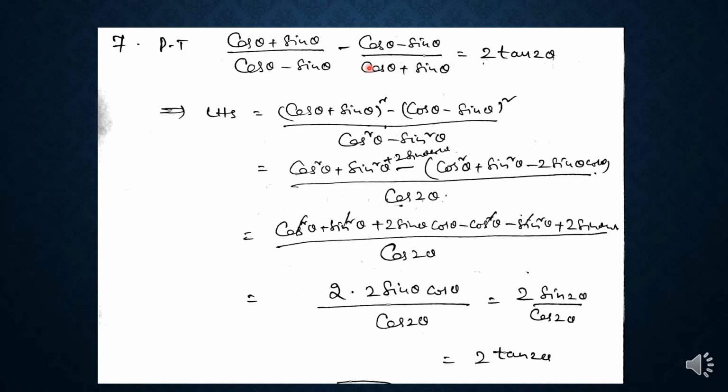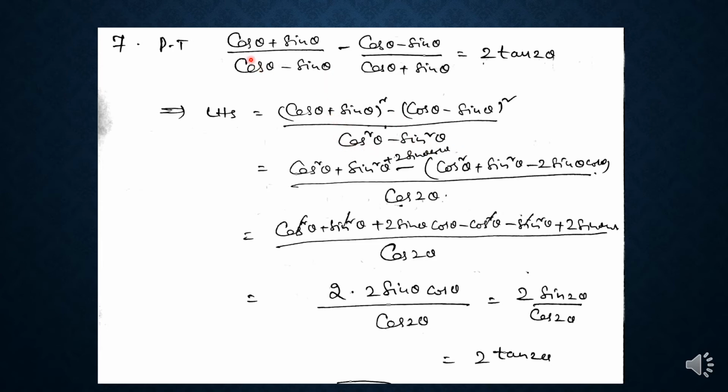So here by taking LCM we will get (cos theta minus sin theta) into (cos theta plus sin theta) as LCM. This is in the form of (a minus b) into (a plus b), that is a square minus b square. Here a square means cos square theta, and b square means sin square theta. So the LCM is cos square theta minus sin square theta.